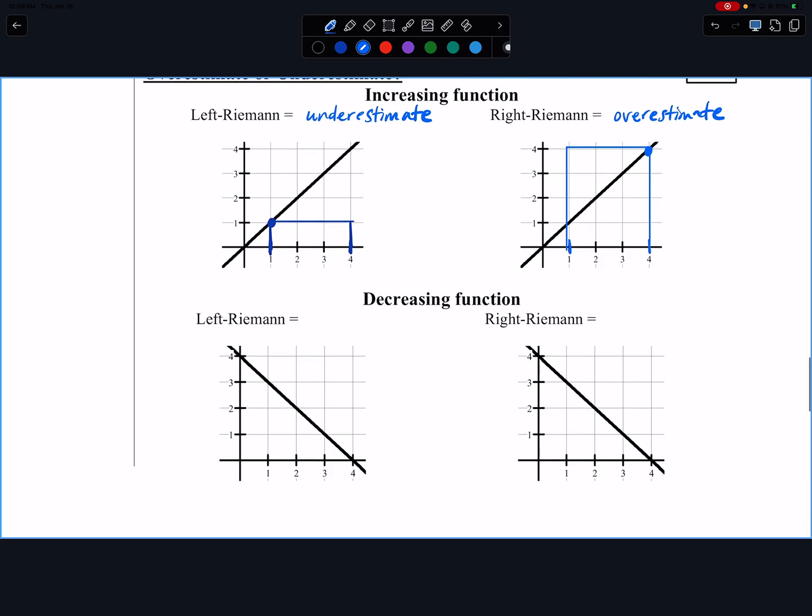For decreasing, let's see what happens. Pick an interval, guys, I don't care. 1 to 3. I heard 1 to 3 first. Sorry, Carlos. So from 1 to 3, if I want to do a left Riemann sum, that means my left endpoint is my height. So what do you guys notice? This is an overestimate.